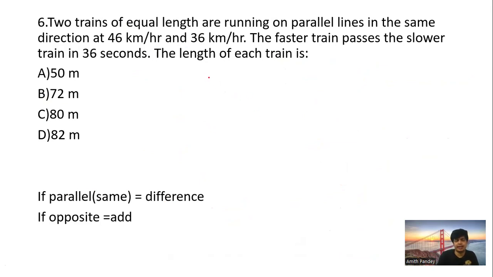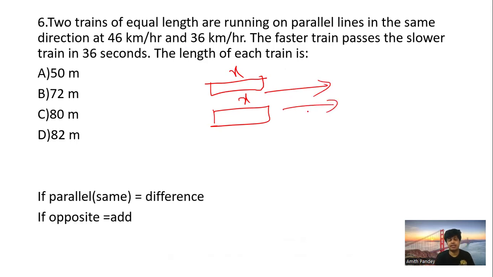Yeah, next type. Two trains of equal length. There is one train, there is another train. Length is equal, so just imagine x and x. They are running parallelly. Parallelly means, as I told you, difference, subtract. Always remember, if two things are going parallelly, then the relative speeds will be subtracted. If opposite, then it will be added.